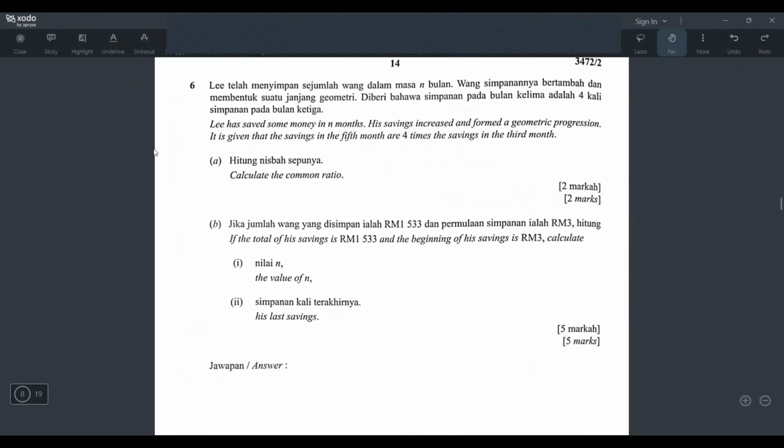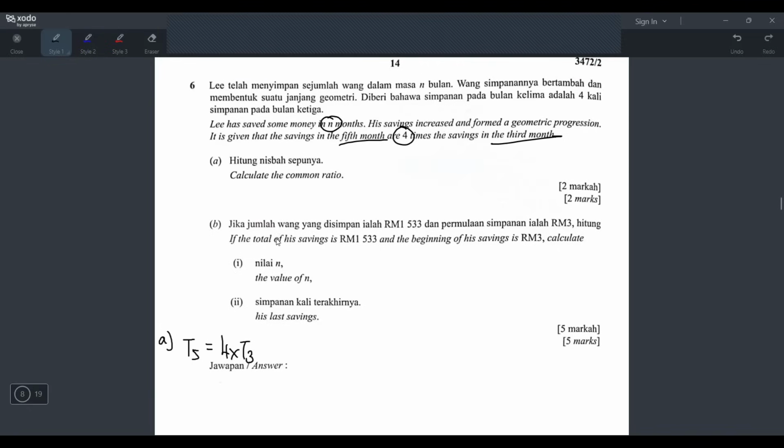Okay, let's continue. Number 6, let's read. Lee has saved some money in N months. His savings increase and form a geometric progression. It is given that the savings in the 5th month are 4 times the savings in the 3rd month. So definitely it's a progression question. Let's do A. Savings increase, form a geometric progression. So the 5th month, T5, is 4 times the 3rd month, right? And then calculate the common ratio.